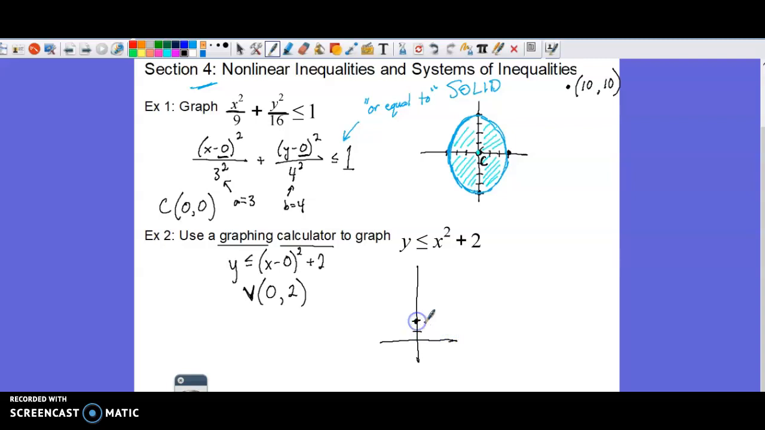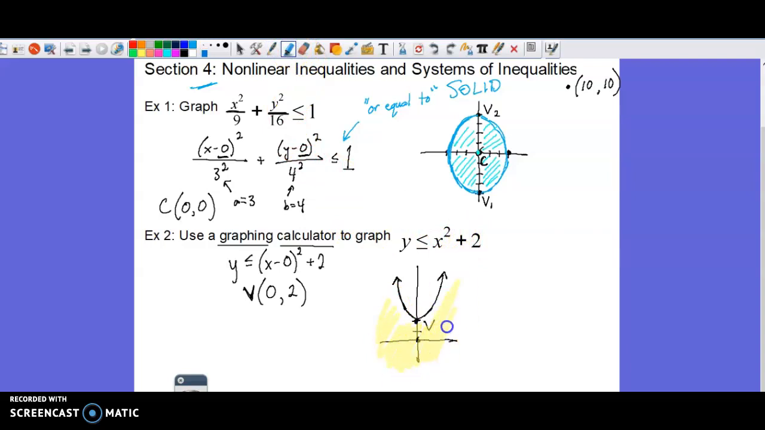Just a reminder that that is your vertex, as opposed to up here, where the vertices were along the major axis of the ellipse. On this problem, the vertex is right here. Solid line, because it's "or equal to." And this time, it probably makes the most sense to pick 0, 0 again. Easy numbers. Is it true that 0, for y, is less than or equal to 0 squared plus 2? Yes, it's true, so you need to shade below that curve.